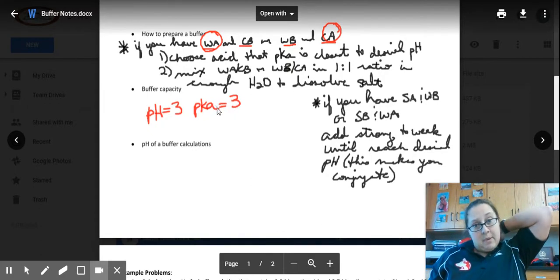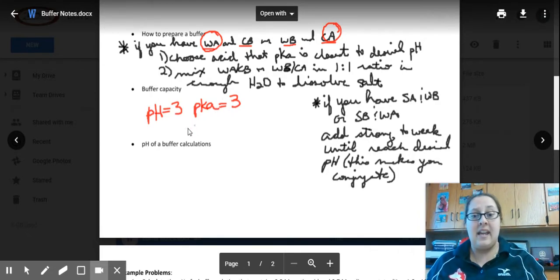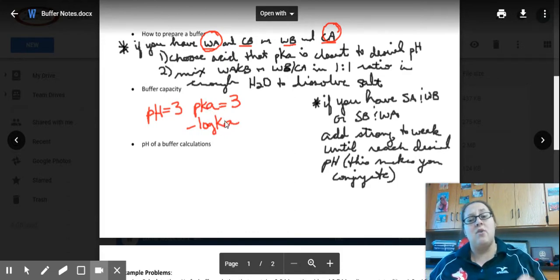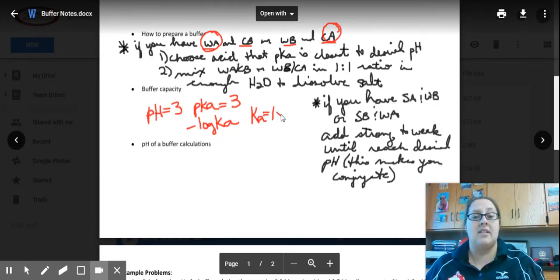Okay? Now remember what pKa is. pKa just means negative log of Ka. So if instead they give you Ka values, I want my Ka value to be equal to 1 times 10 to the negative 12.